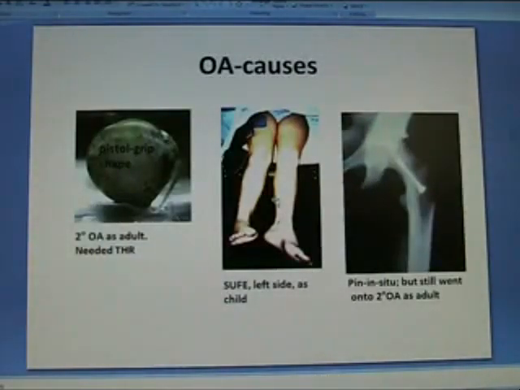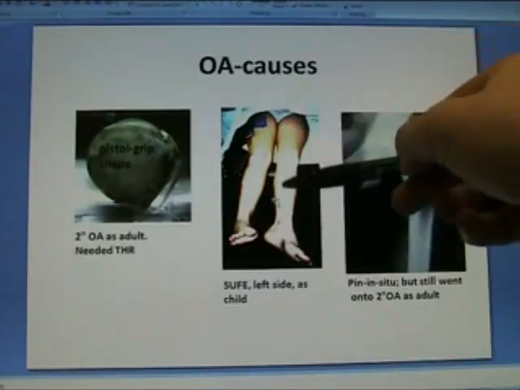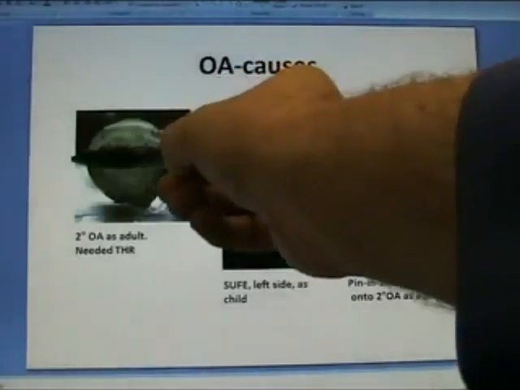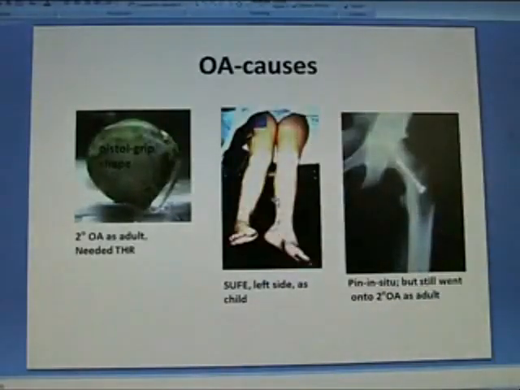OA, other causes: deformity of the joint resulting from childhood causes. Slipped upper femoral epiphysis: the leg externally rotates, the head slips off the top of the neck. You have to put a pin in to stop it from slipping further. It results in a typical pistol grip deformity. Abnormal or excessive loads, early OA in their 30s. May need a hip replacement then, rather young.